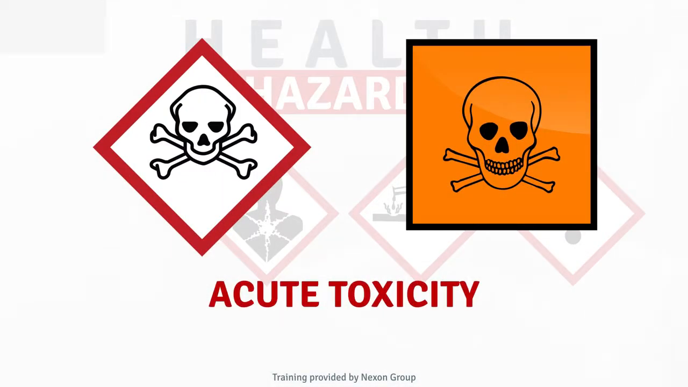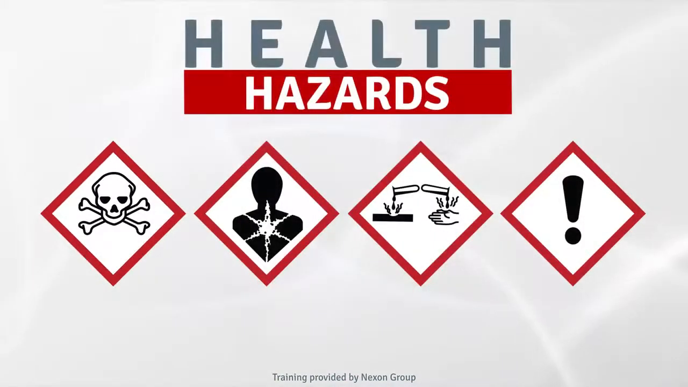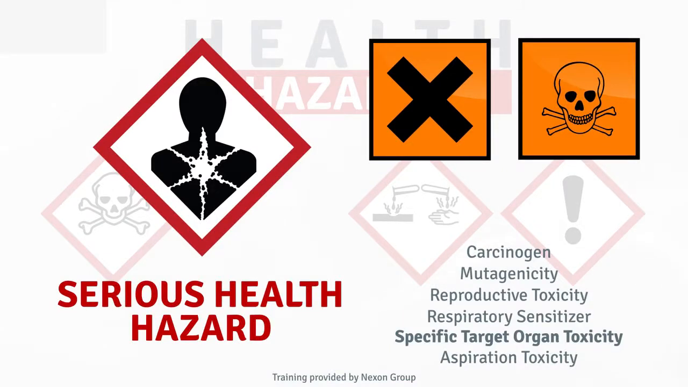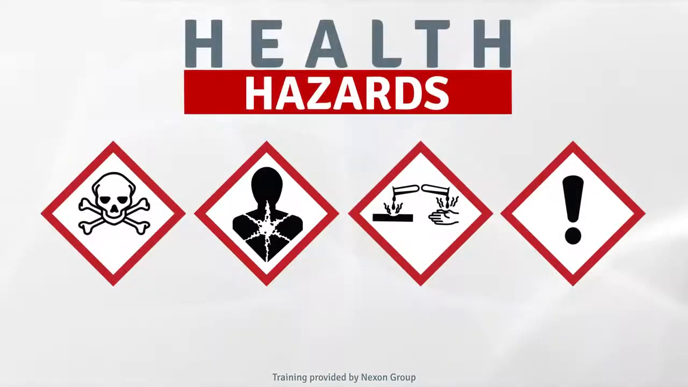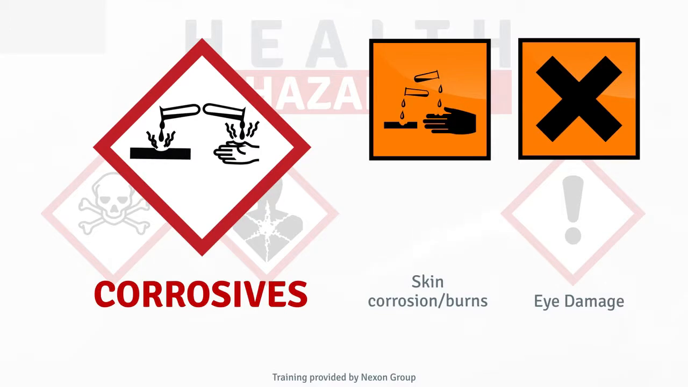This is the pictogram for acute toxicity. Below you can see the old DPD orange and black symbol. Here is the pictogram for serious health hazards: carcinogen, mutagenicity, reproductive toxicity, respiratory sensitizer, specific target organ toxicity and aspiration toxicity. This is a new symbol pictogram covering 2 of the old DPD orange and black symbols. Here is the symbol for corrosives, skin corrosion, burns and eye damage.